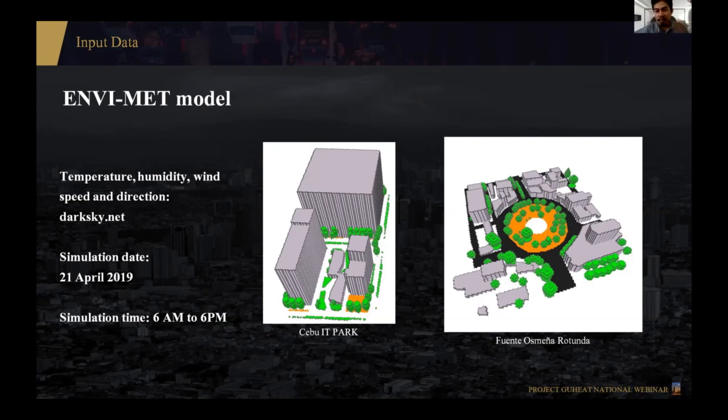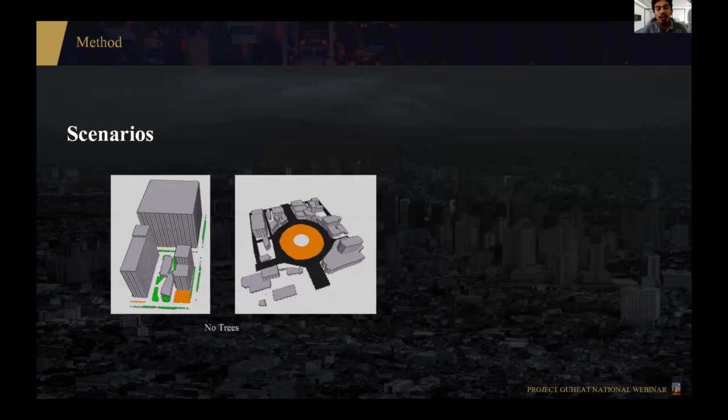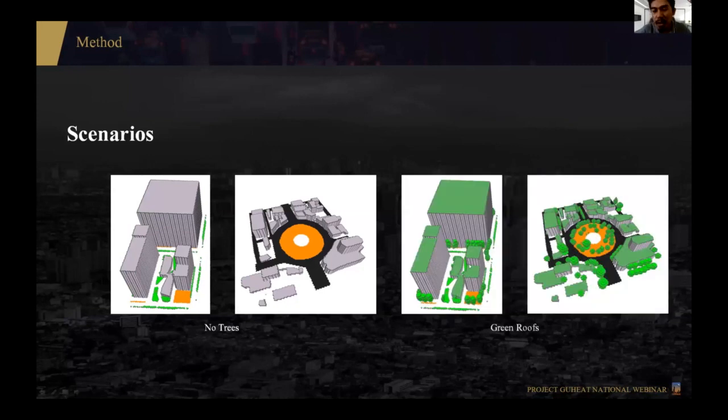to 6 p.m. And then for this ENVI-met model, these two would be our scenario one or the actual scenario. And we will also have two more scenarios, which is the no tree scenario, where we remove all the trees in the model. So there are no more trees here in Cebu IT Park, and also no more trees here in Fuente Osmeña Rotonda. Then the next scenario is the green roofing scenario, where from the actual scenario, we replace the roof with green roofing. So the green roofing is regardless of the type of roof present in the area.